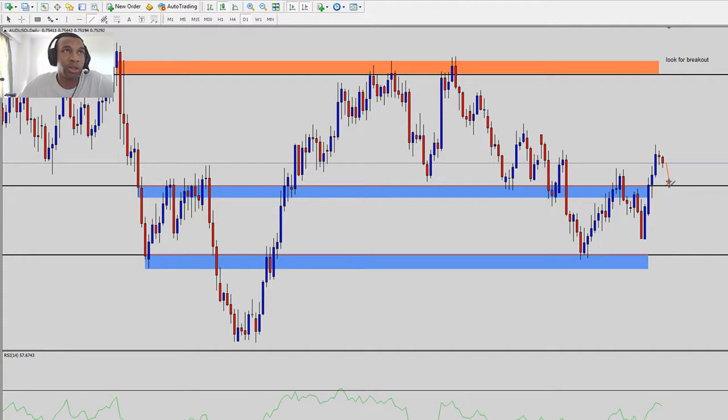We just want to see a continuation higher, either to that pullback high or to these highs right here, looking left, or potentially all the way up to the 70.07.